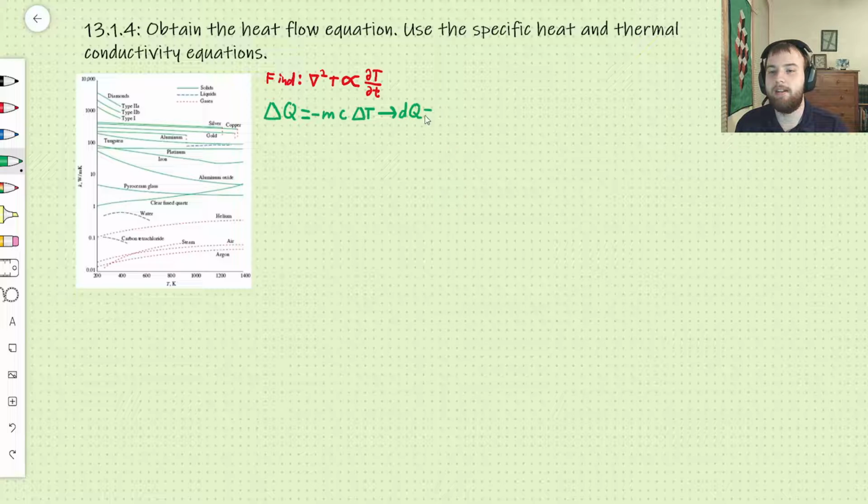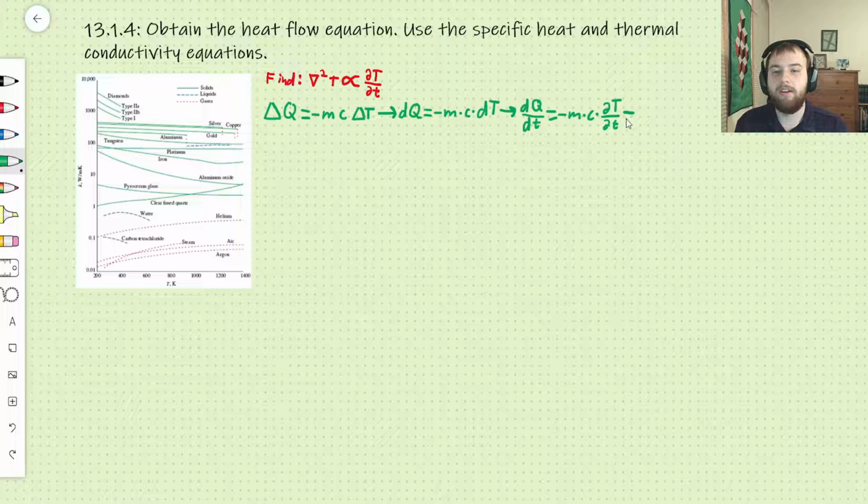So let's take the limit of this. Differential amount of heat equals negative m times c times differential amount of temperature. And so we're going to divide this by dt. So when we do that, what we get is dQ/dt equals negative m times c times del T over del t. That's del because our temperature also varies with position and not just with time.